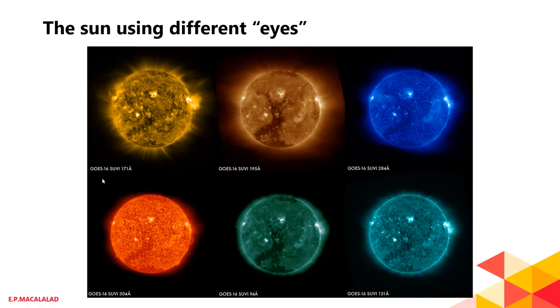But GOES-16 is not the only solar observatory that we use. We also have SOHO, and we also have SDO. We also have the Hinode spacecraft. So all those spacecraft and other spacecraft can observe the sun at different wavelengths, especially with different information that we want to obtain.